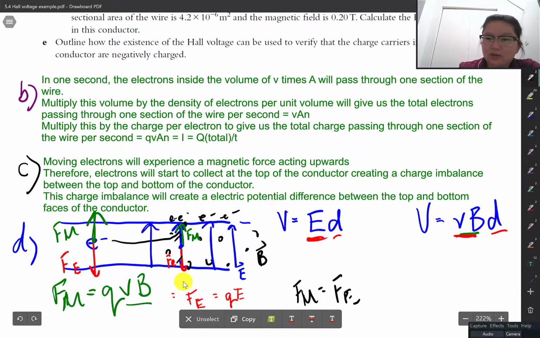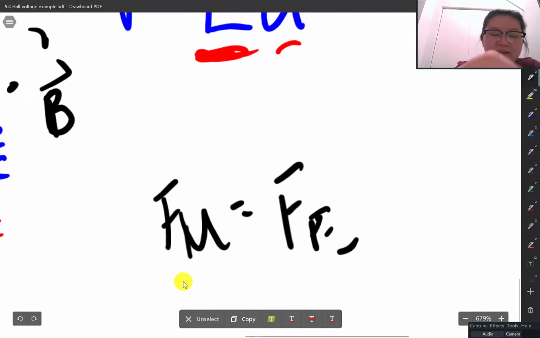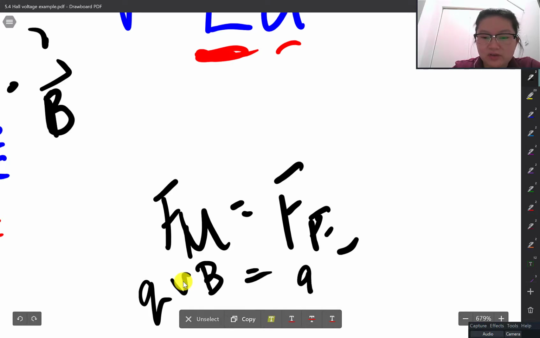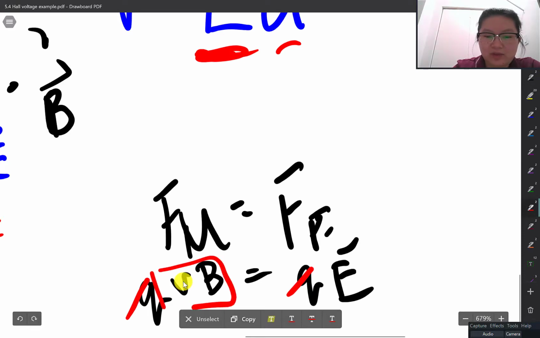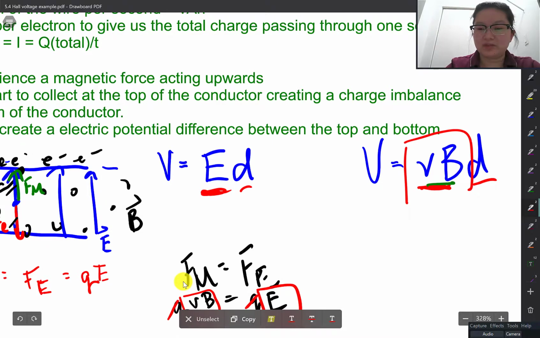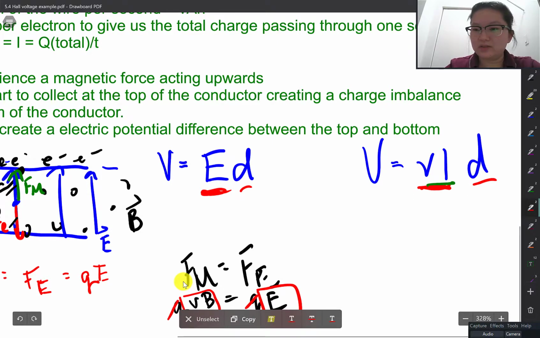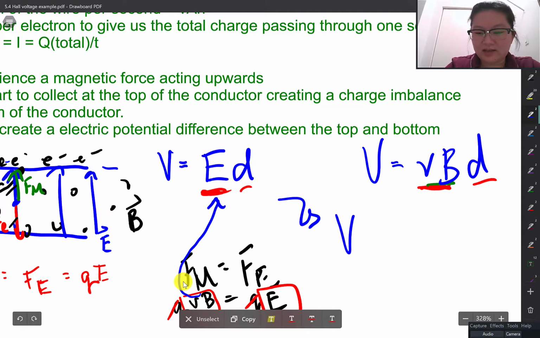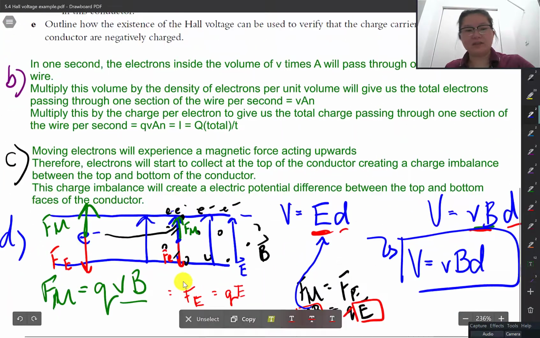Okay, so if I write this again, this is going to be QvB equals Q times the electric field, in which the Q's cancel out, in which vB is equal to the electric field. We can then substitute vB in here, in which we're going to get the Hall effect potential difference equal to vBd, and there you go. Okay, that's the question D.